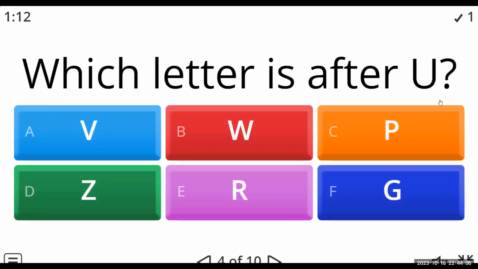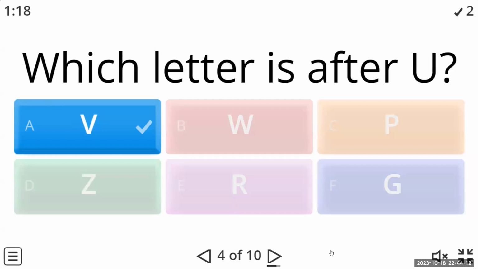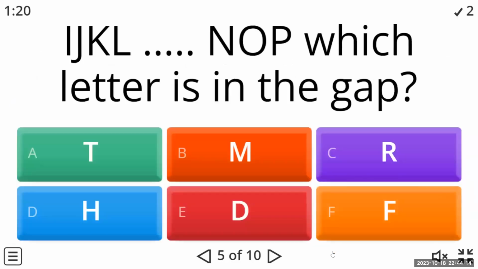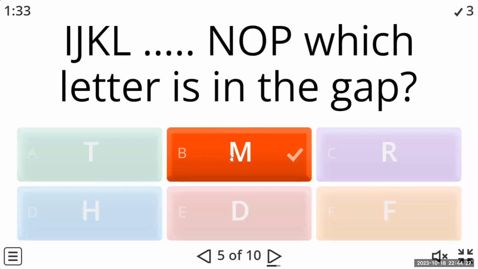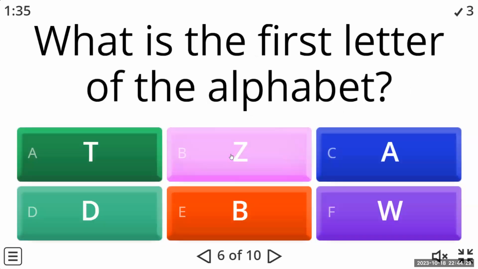So which letter is after U? So looking at the alphabet, we've got V. All right, so let's look now at number 5, because we've got 10 questions on here. So we've got I, J, K, L. Oh, there's a letter missing because then it goes on to N, O, P. So the letter that's missing is M. So that's the name and it's the sound.